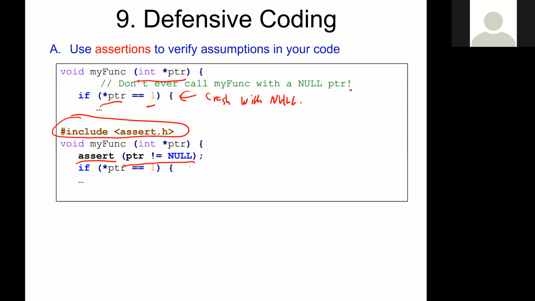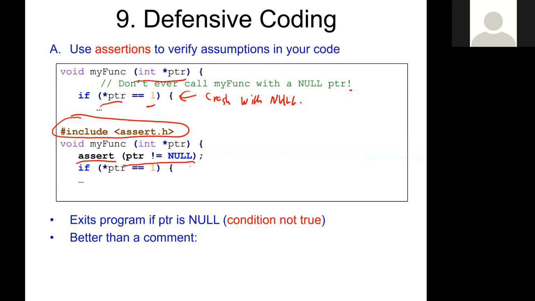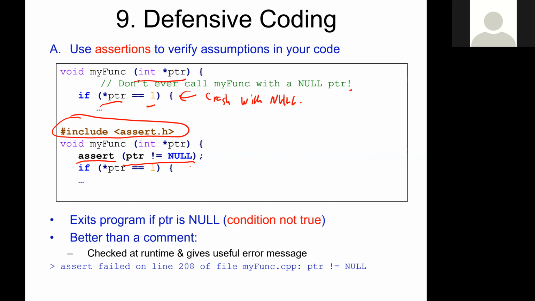If the pointer is not null, this assert does nothing. The program just keeps running, goes right through it. If the pointer ever is null, this assert will stop the program and print an error message. Okay, so if we send in a null pointer, this assert's condition is false. It'll stop the program, and it's going to print out this. It's going to print assert failed at line 208 of file myfunc.cpp, pointer not equal to null.